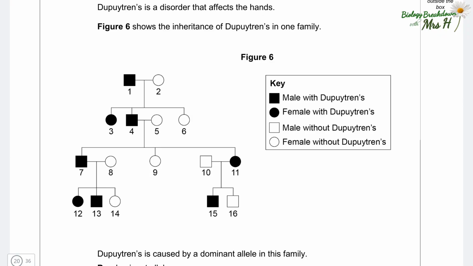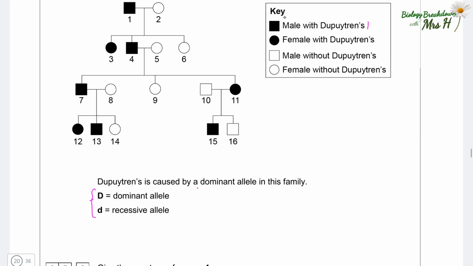I'm not quite sure how to say this word, so please bear with me here. Dupuytren's is a disorder that affects the hands. Figure 6 shows the inheritance of Dupuytren's in one family. We've got information that tells us it's caused by a dominant allele. So big D for dominant allele, little d for recessive allele.